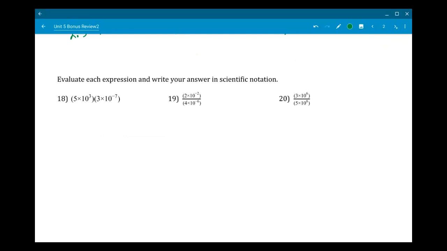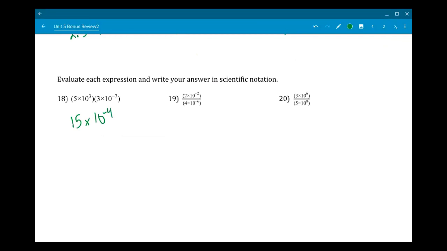Here's what we're going to do now. Now we're doing multiplication and division with scientific notation. When you are multiplying, you're going to multiply the numbers. So 5 times 3 is 15. And you're going to add the exponents. 3 plus -7 is -4.